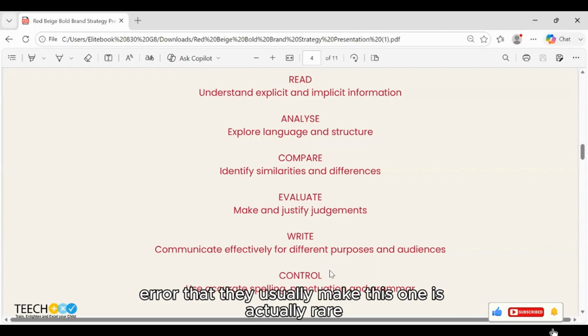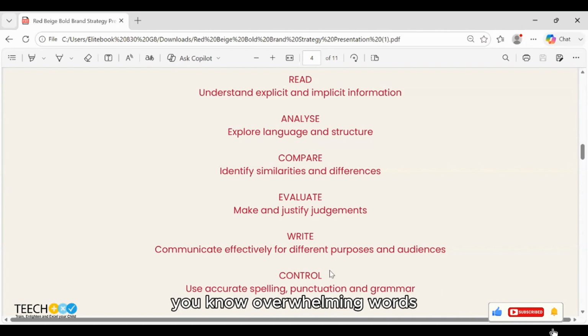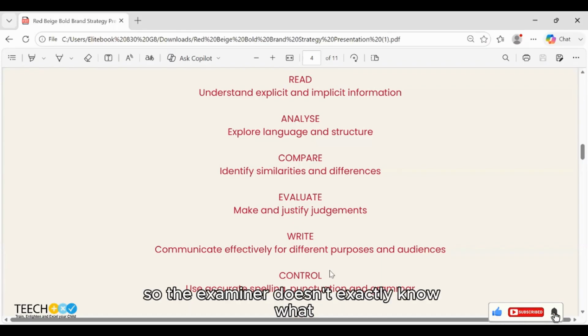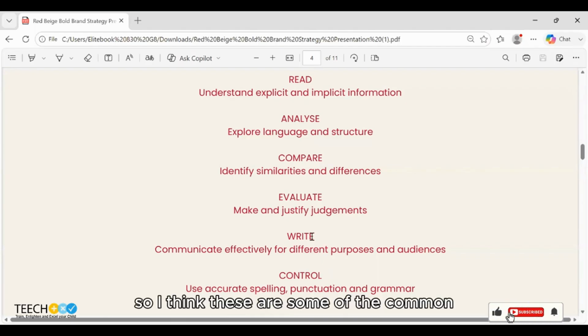Another error that they usually make, this one is actually rare, but some people make it, is that they write with a lot of overwhelming words, but their writing has no structure. Their writing is not connected. The ideas are not connected. So the examiner doesn't exactly know what he or she is reading. Although that is very rare, a few students do that. So I think these are some of the common things that students face.